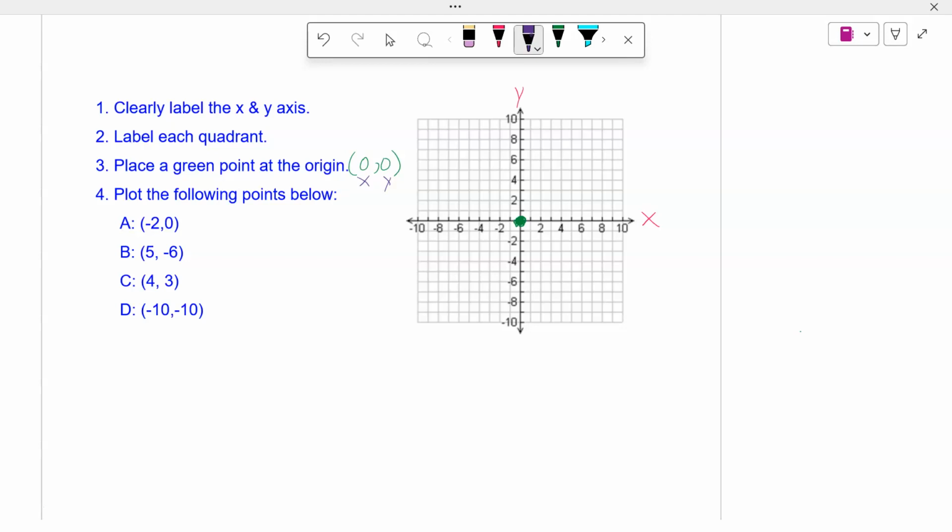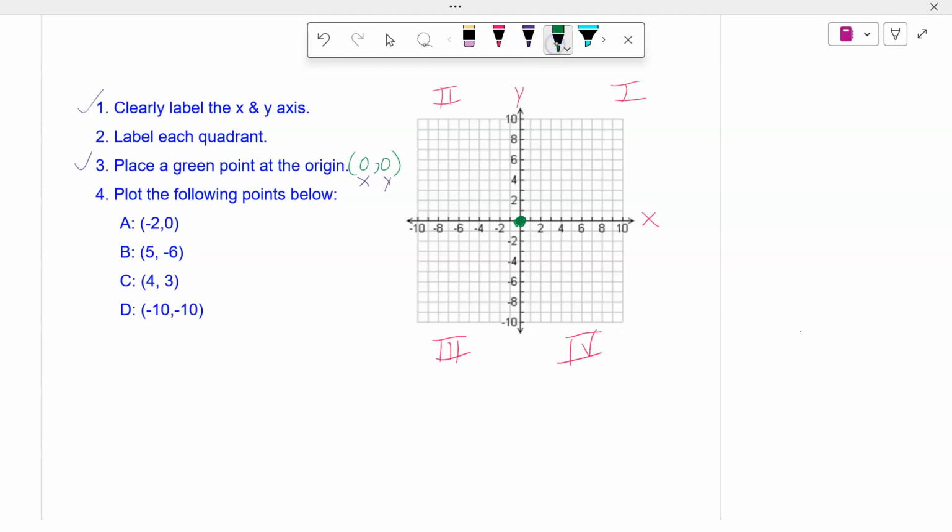So we have the x-axis, the y-axis. It looks like we check off 3, we check off 1. Now we're going to label each quadrant. So it's kind of strange, but quadrant 1 starts in the top right corner, and then we actually go counterclockwise. So 2 is to the left, quadrant 3, and of course quadrant 4.